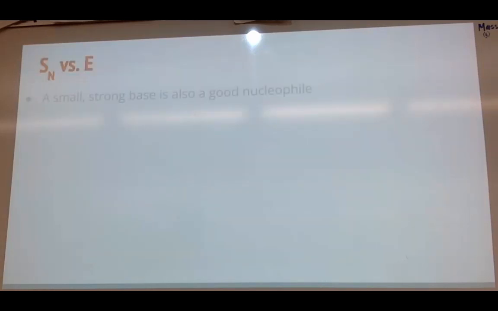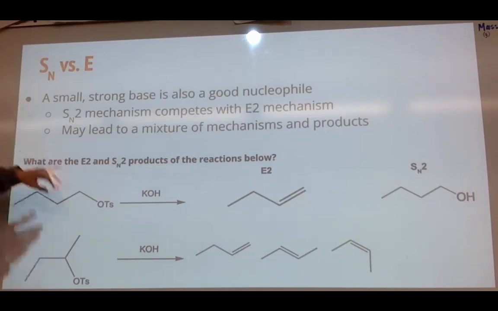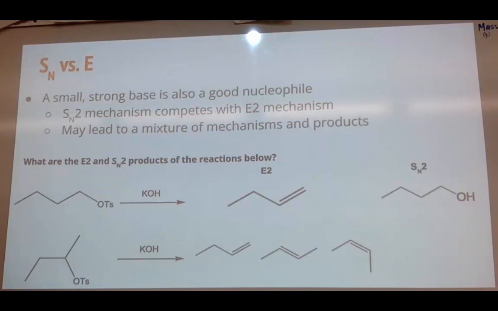So then when we look at substitution versus elimination, a small, strong base is also a good nucleophile. So a small, strong base, like hydroxide. I'm going to just show both of these. So here we have potassium hydroxide for both of these reactants. SN2 will actually compete with E2. Remember, strong base and strong nucleophile can happen all at once.